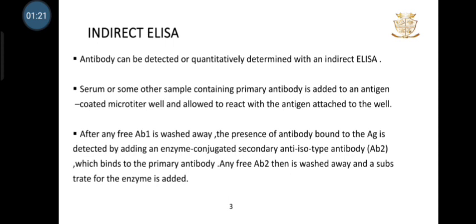After any free primary antibody is washed away, the presence of antibody bound to the antigen is detected by adding an enzyme conjugated secondary anti-isotype antibody which binds to the primary antibody. Any free secondary antibody then is washed away and substrate for the enzyme is added.